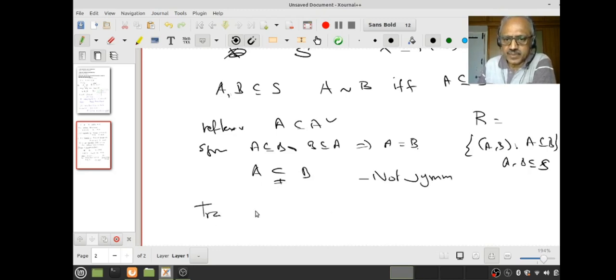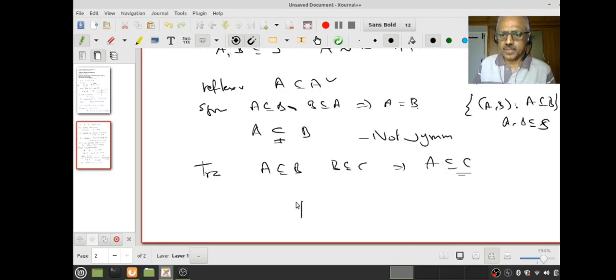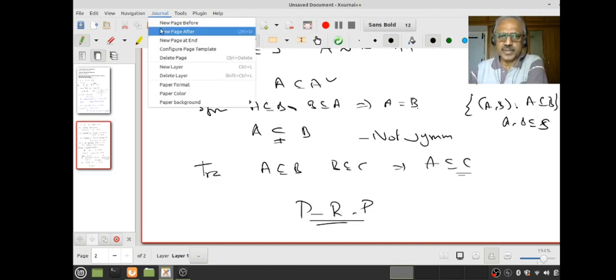Is it transitive? Yes. If A is a subset of B and B is a subset of C, that implies A is a subset of C. Therefore, the containment relation is reflexive and transitive, but not symmetric. Okay? Please pause, review and proceed. These are the basic important examples you should be aware of.